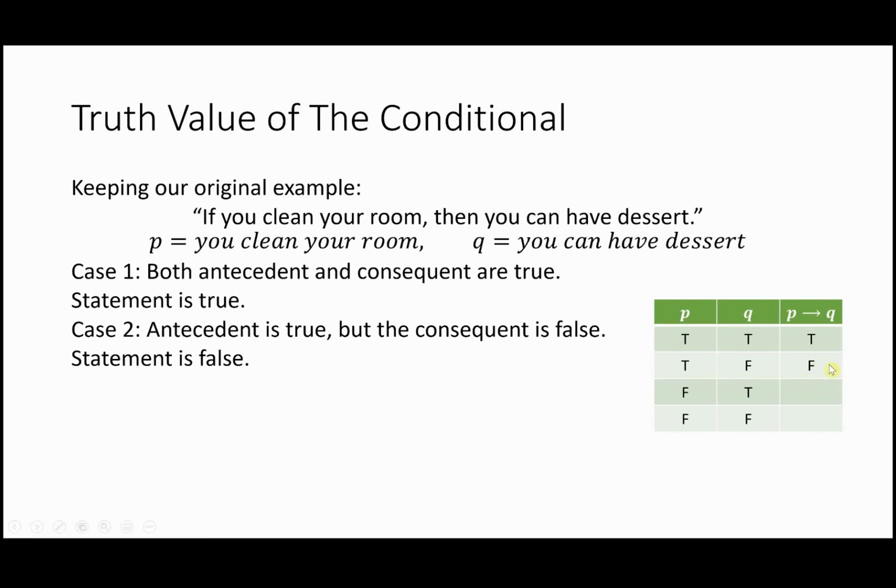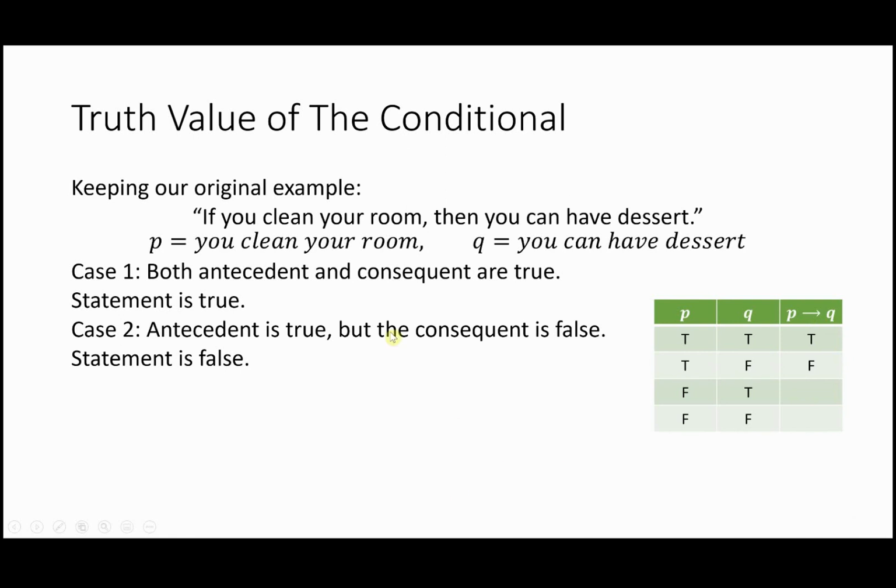That is not okay. I was promised dessert if I cleaned my room. I cleaned my room. I did not get dessert. That is just a travesty. Okay, so hopefully that feeling is going to help you remember that when the antecedent is true, but the consequent is false, the conditional statement is therefore false. Okay, so probably those first two cases were easy to make sense of these resulting truth values.